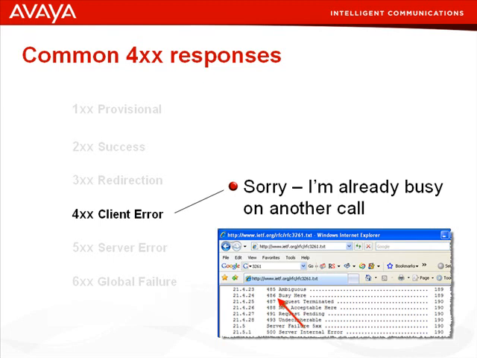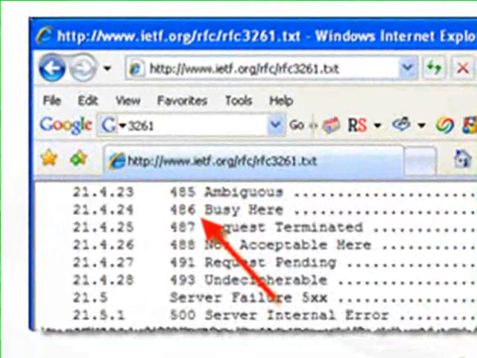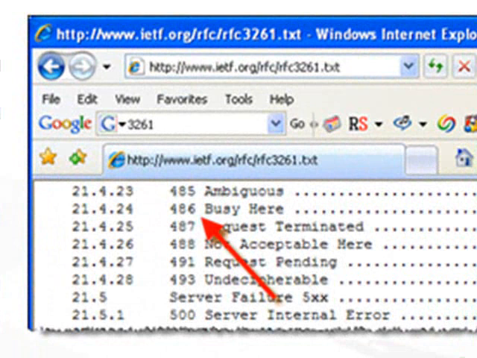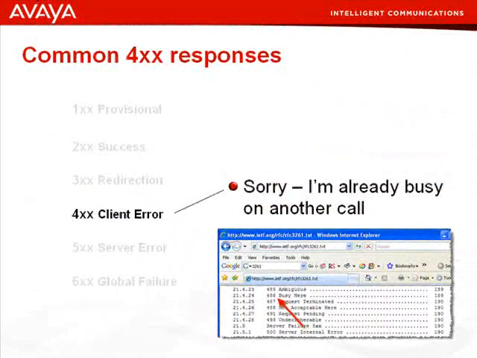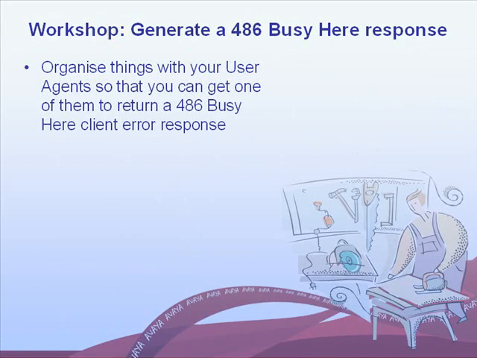The 400 type response sent back to say that you can't take a call because you're already busy on another is the 486 busy here response. That's a good name, busy here, because I'm busy here. How about you do some practical now and try and generate a 486 busy here response of your own. Play around with your user agents and do whatever it takes to get one of them to respond to the other with this 486 busy here response. Give it some thought and hopefully you'll figure out what to do.